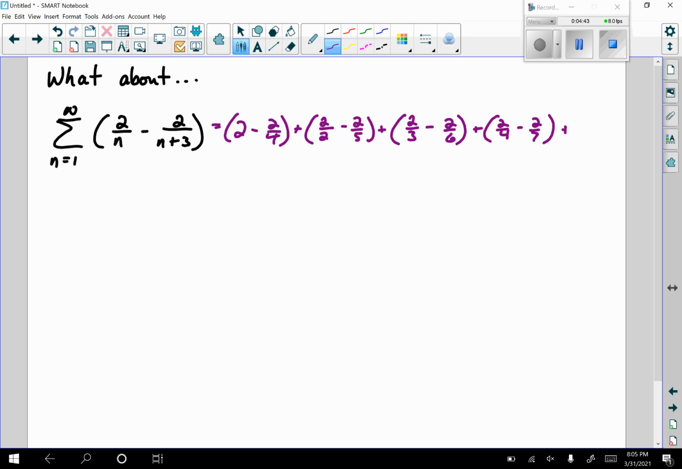Let's keep going a little further. We'll continue this down here. So next we'll get a 2/5 minus a 2/8. Now it starts to look like it's canceling out. And we'll do this one more time. Then we'll get a plus 2/6 minus a 2/9.